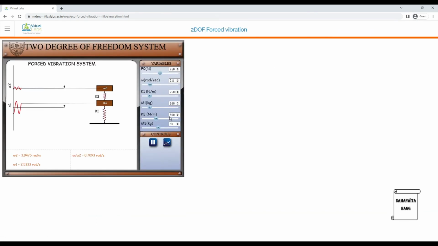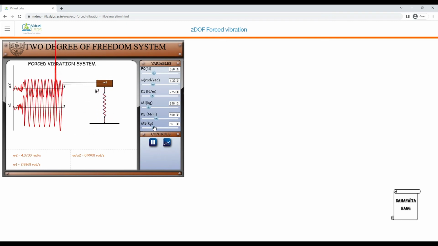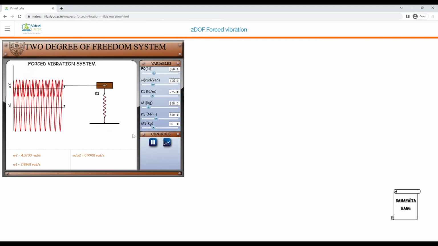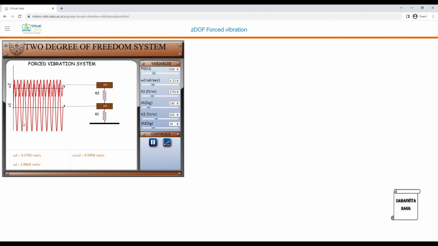In the simulation tab, we will change the value of F0 to 650. Omega, suppose we keep it at 4.33. And K1, I'll change. Mass is 240. K2 is 500. I'll leave it as it is. M2 I'll change to 36. The equations which we studied are actually determining these kinds of amplitude.